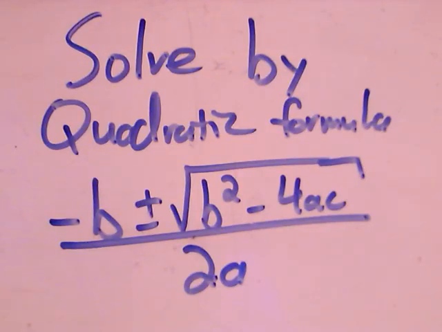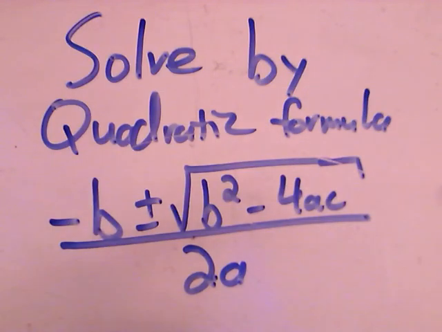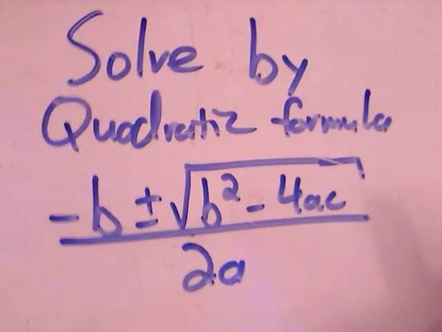Alright, so in this video we're going to be solving by the quadratic formula. And remember, this is our quadratic formula right there. Negative b plus minus the square root of b squared minus 4ac all over 2a.